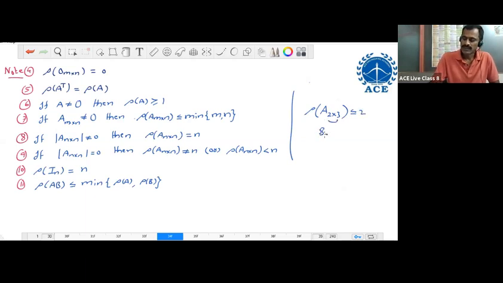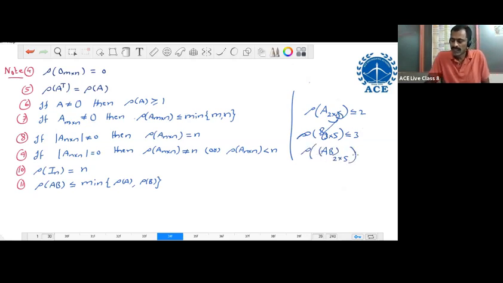Suppose B is 3 by 5. According to this order, its rank is less than or equal to 3. That is, maximum possible rank is 3 only. Between these two, the product exists because the inner dimensions are the same. AB is a matrix of order 2 by 5.